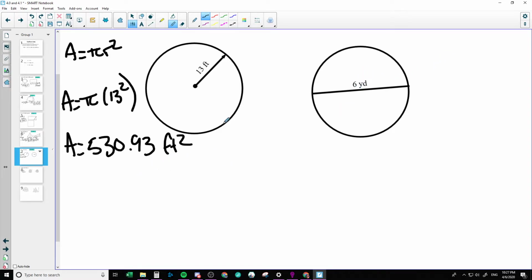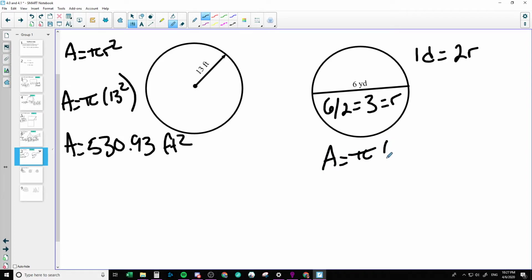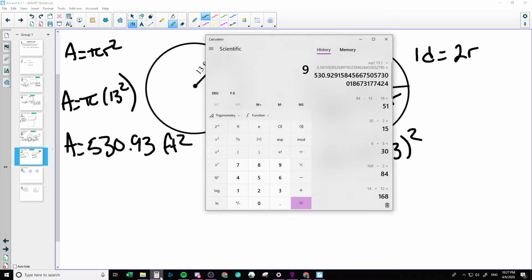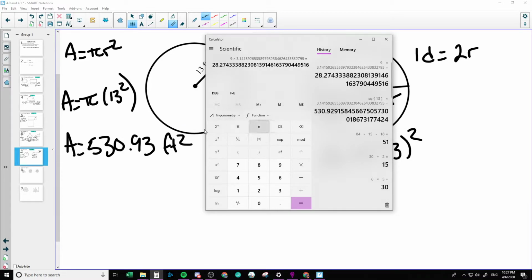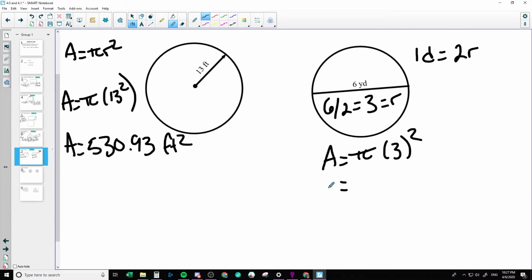All right, let's take a look at this one. This one gave us diameter. Remember that 1 diameter equals 2 radii, which means we need to divide this by 2 to get our radius. So 6 divided by 2 is 3, which is our radius. A equals pi r squared, so A equals pi times 3 squared. 3 squared is 9. So we've got 9 times pi, and we get 28.27. And this is in yards squared.